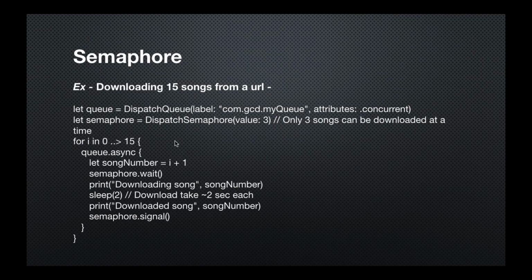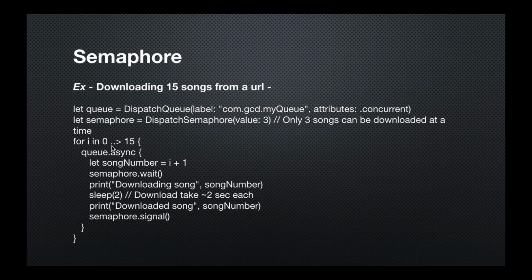So we have given a real time example. This is a programming example. Let's say you want to download 15 songs from a URL. What you do is you create a queue. As I explained earlier, whenever you want to run a long running operation in a background thread, you should create a queue first. You can name the queue and give any attribute to it, and then create a semaphore. Let's say this semaphore says that three songs can be downloaded at one time. With this semaphore we will handle downloading the 15 songs.